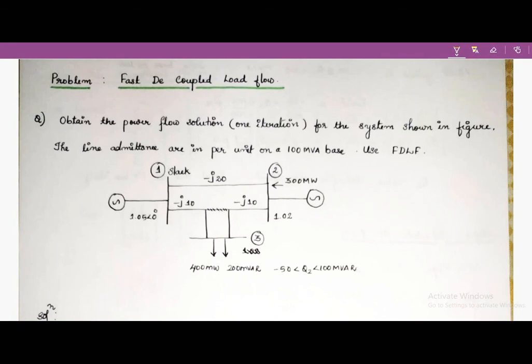Okay, now we are moving on to the fast decoupled load flow method. Fast decoupled load flow method is within the scope of our syllabus. A problem in fast decoupled can be asked.